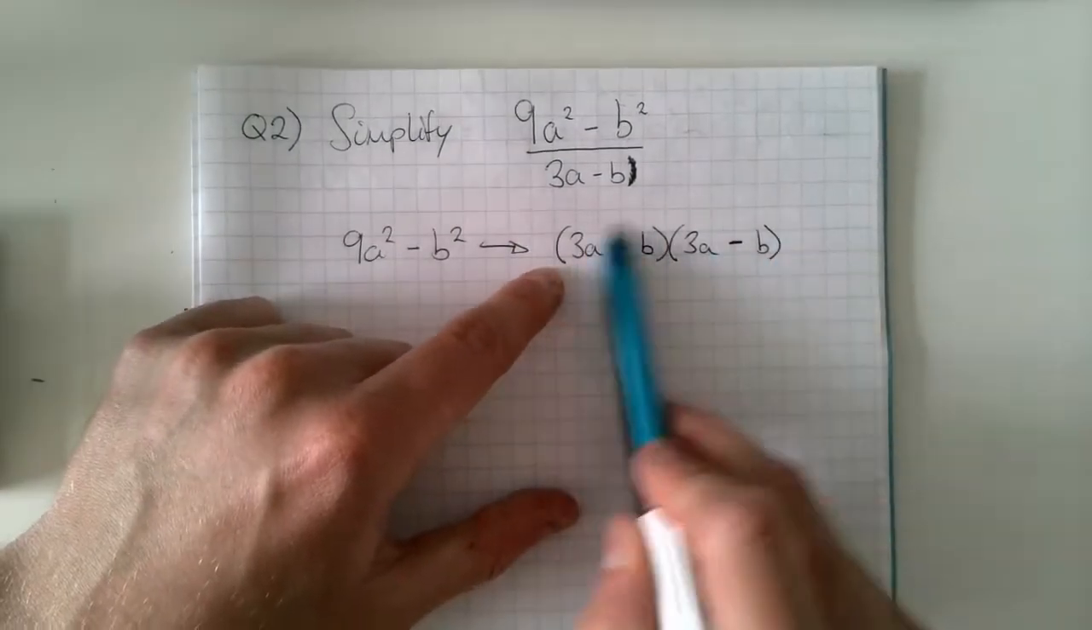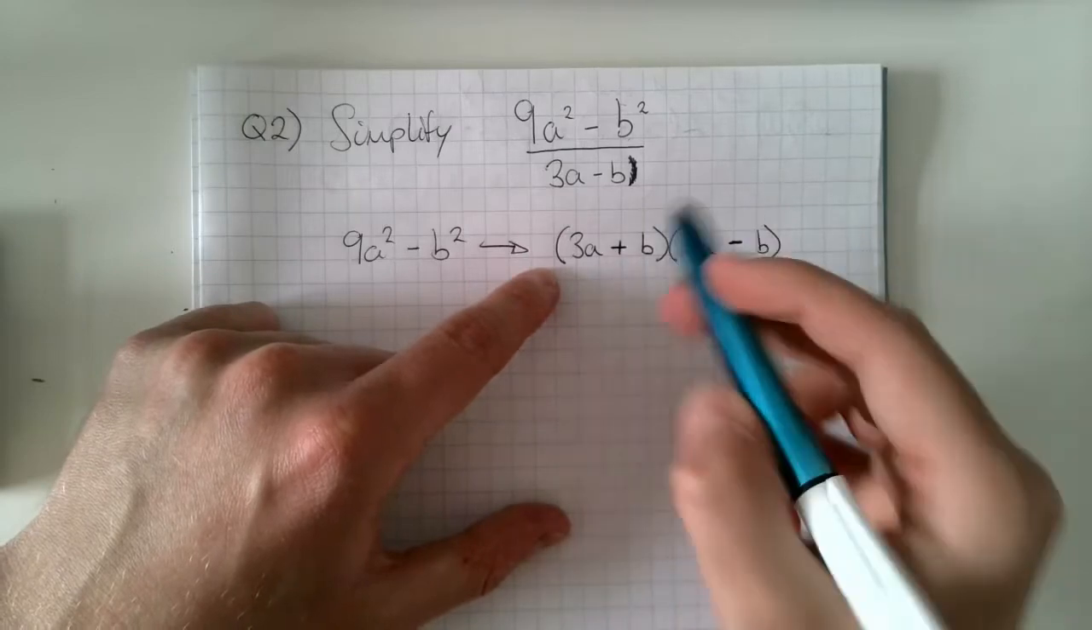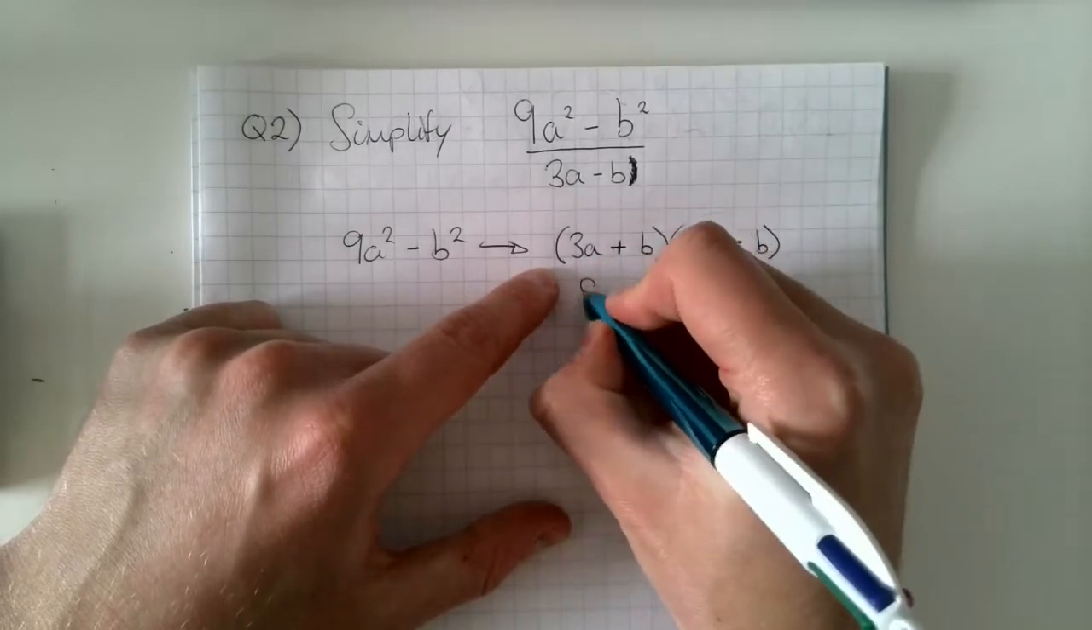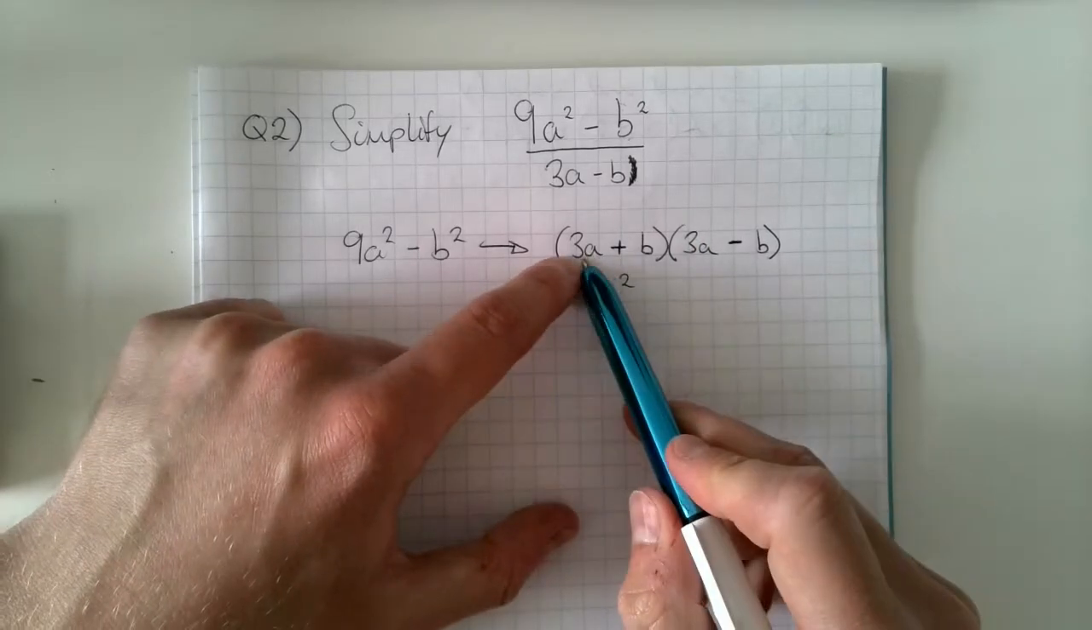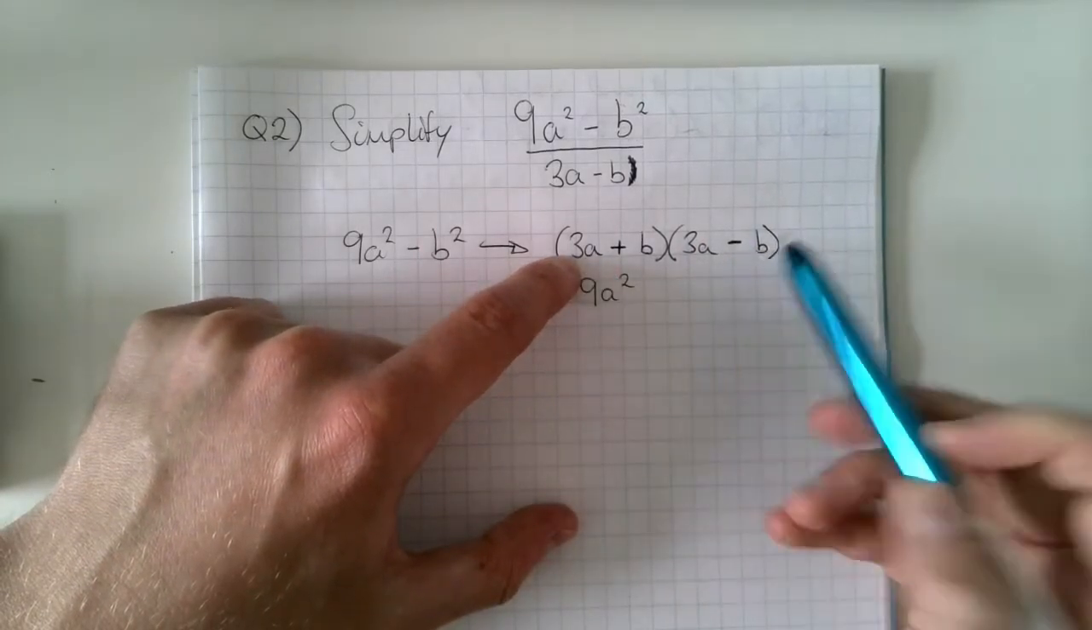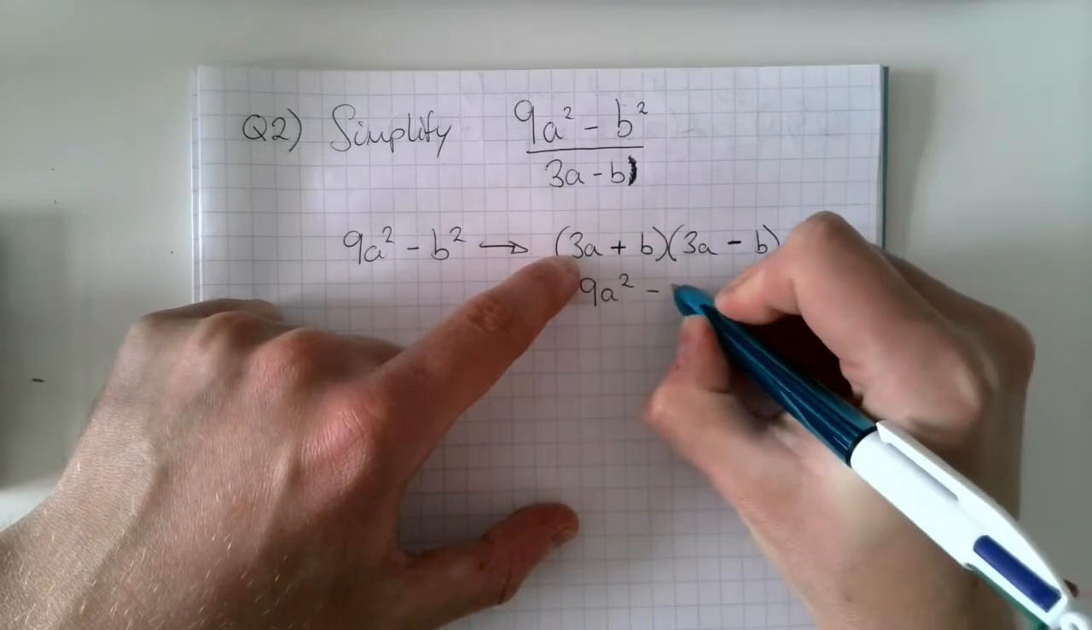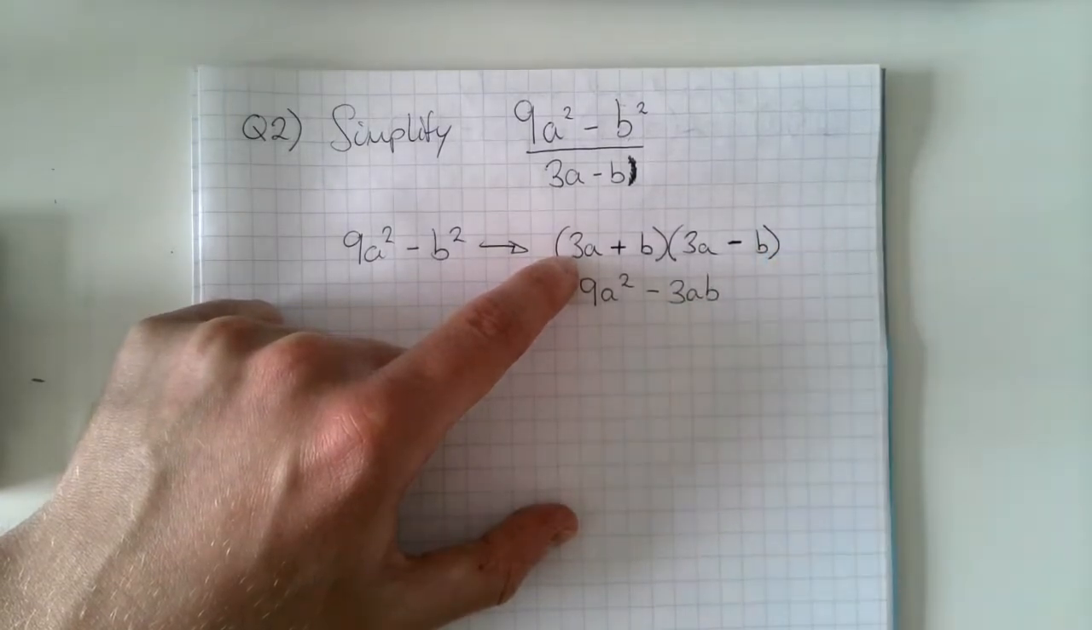So let's just expand these 2 brackets here. 3a times 3a is 9a squared. I've got 3a times minus b, which would be minus 3ab.